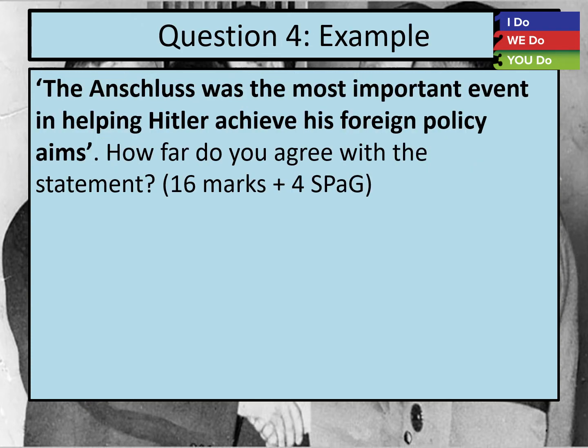The example that we're going to be working through in this lesson is the following. The Anschluss was the most important event in helping Hitler achieve his foreign policy aims. How far do you agree with the statement? Just pause this and have a little think about it. You know the first paragraph is going to be about the Anschluss. Try and have a little think about what other events you might talk about in Hitler achieving his foreign policy aims. And we're going to have a look at the whole thing together in a moment.